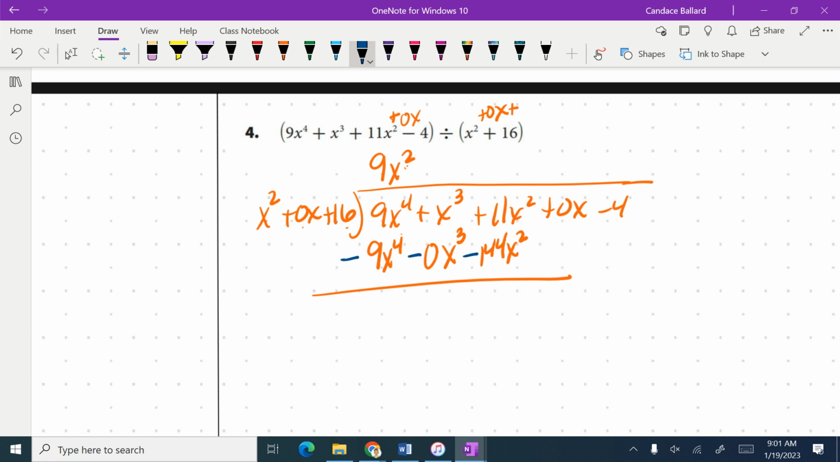Flip the signs. Perfect. Do you see how if we didn't have this here, we may have accidentally written that underneath the cubed, and then we would have had problems. So it's always good to have the placeholder in there. All right, the x to the fourths are gone. What's x cubed minus 0x cubed? X cubed, right? Because there's 1x cubed there plus 0 is still 1. All right, 11x squared minus 144x squared is negative what? 133x squared. And then I'm going to drop down 0x.